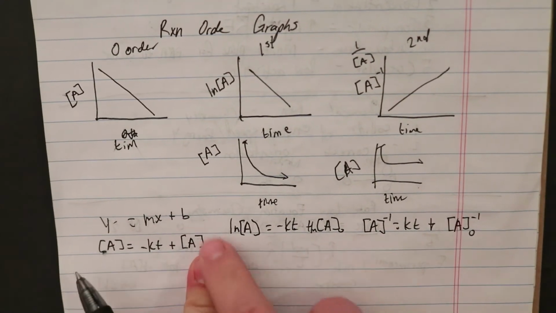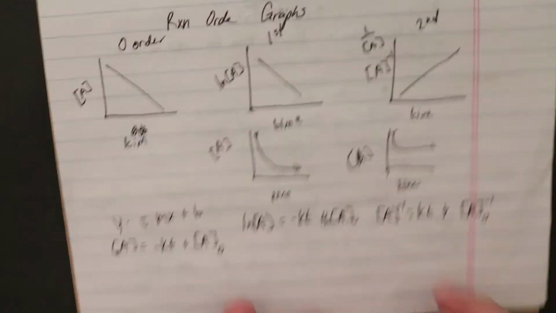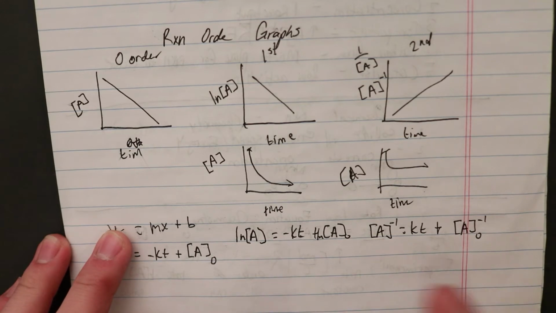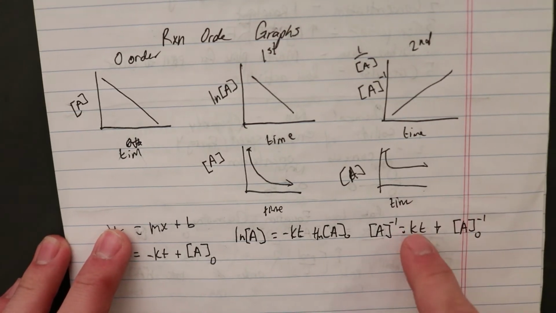So they all function off this y equals mx plus b format, but these are the graphs. And so by knowing a time and knowing your concentrations and knowing what order it is, you can get k.